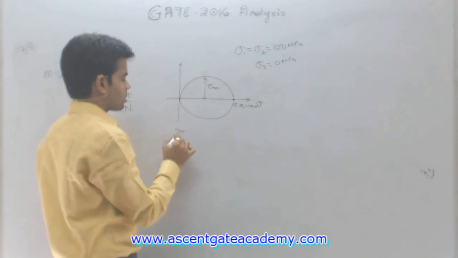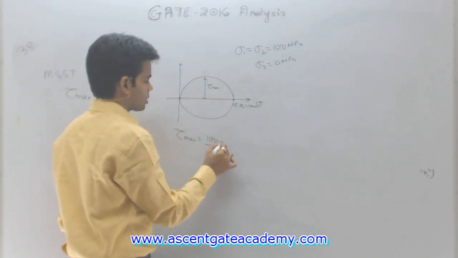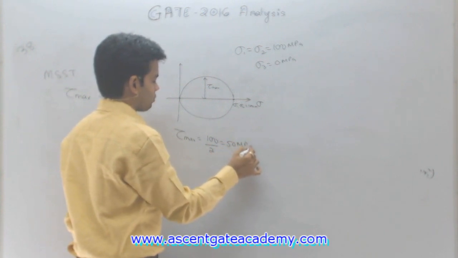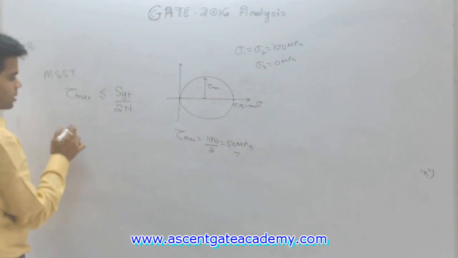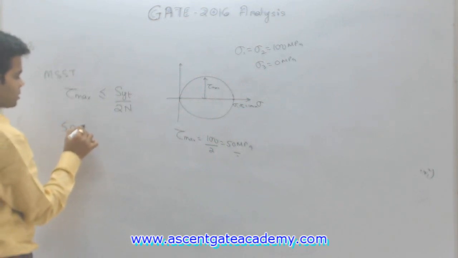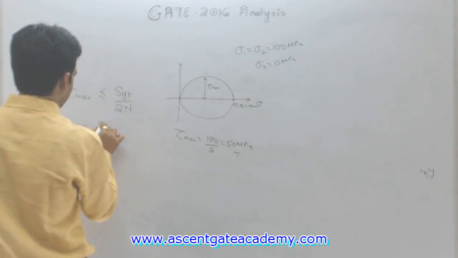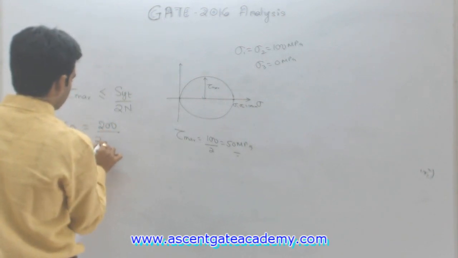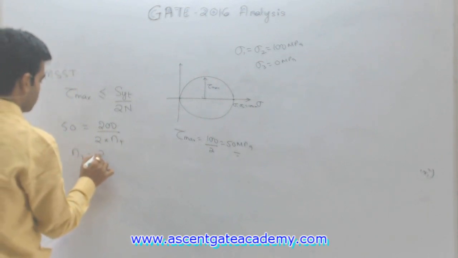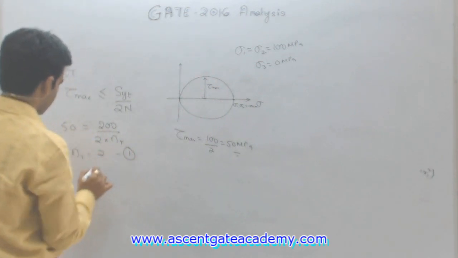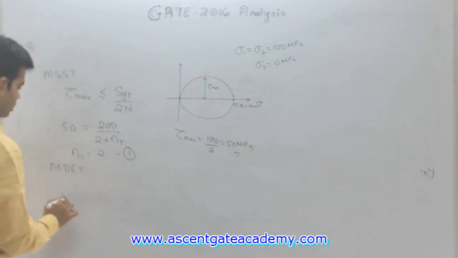Okay, and what will be tau max here? The radius will be equal to 100 by 2, which is equal to 50 megapascal. So from here we can get the value of tau max, first thing. Tau max, we have determined as 50 megapascal, is equal to SYT, which is given as 200 megapascal, upon 2 into NT. So from here we can get the value of NT, which will be equal to 2, first thing.